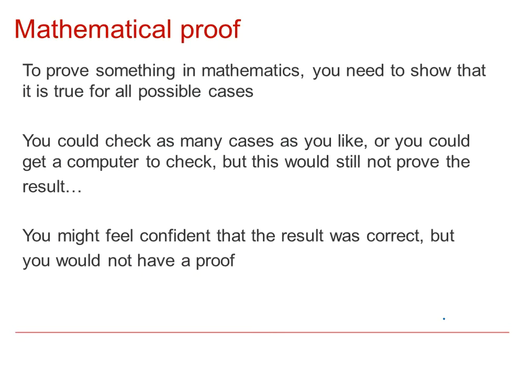To prove something in mathematics, you need to show that it is true for all possible cases. We could just check as many cases as we like, or we could use a computer to check a large number of cases, but this would still not prove the result. You might feel confident that the result is correct, but you would not have a full, complete proof.